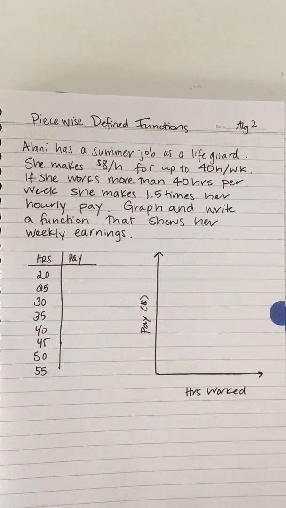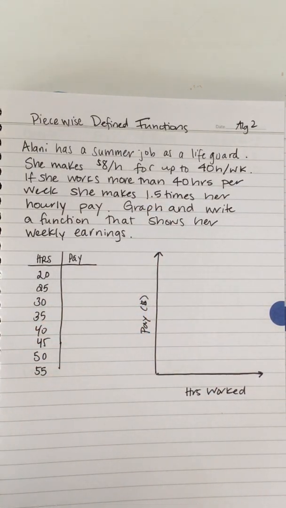It says Alani has a summer job as a lifeguard. She makes $8 an hour for up to 40 hours a week. If she works more than 40 hours a week, she makes 1.5 times her hourly pay. Graph and write a function that shows her weekly earnings. So basically she gets overtime. She works more than 40 hours, she gets overtime pay. She gets paid a little bit more.